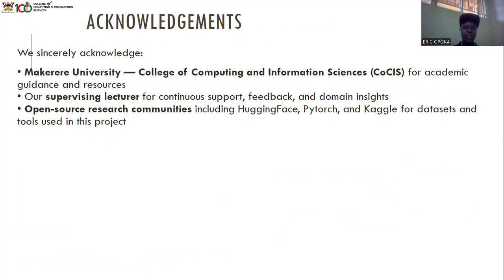Then acknowledgement. We acknowledge Makerere University, the college where we come from, for the academic guidance, and our supervising lecturer for the continuous support, feedback, and domain insight. Then open source research communities like Hugging Face, PyTorch, Kaggle for helping us to come up with this work here and all the tools we use.